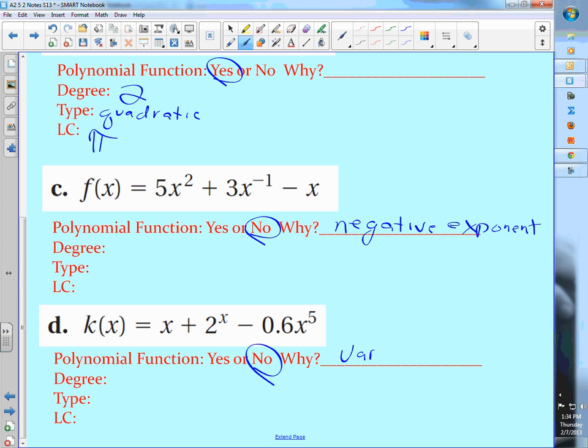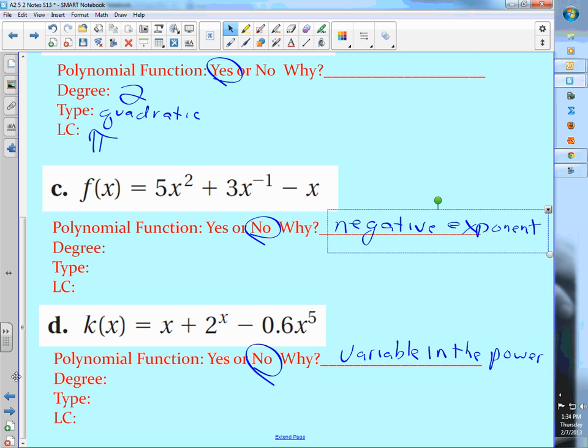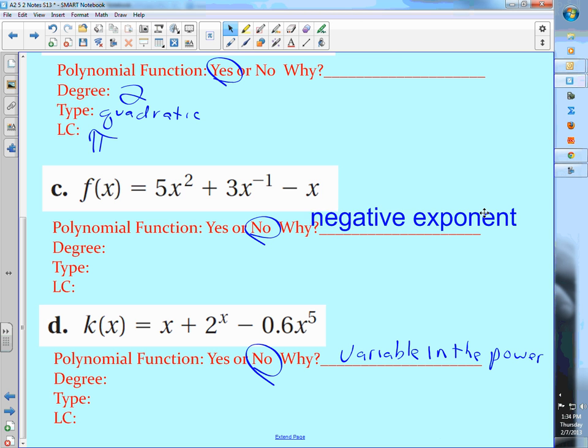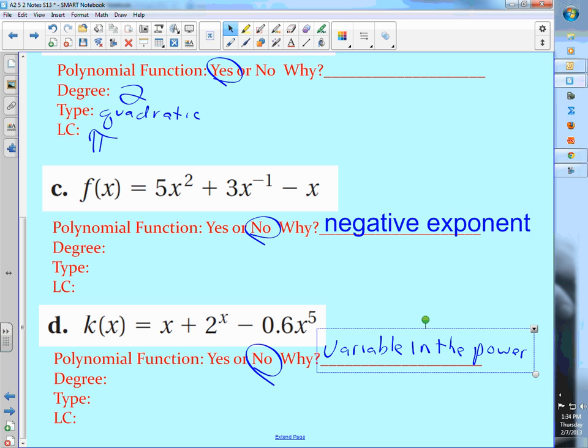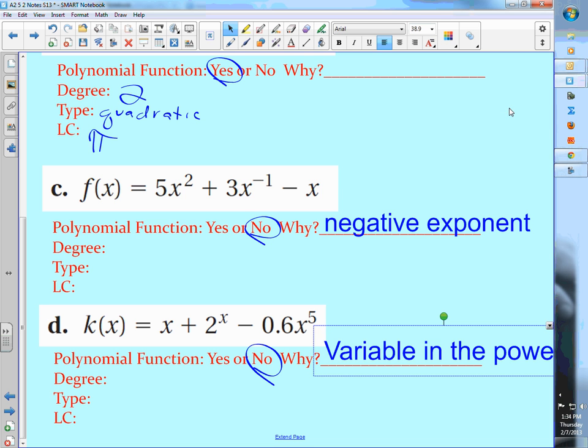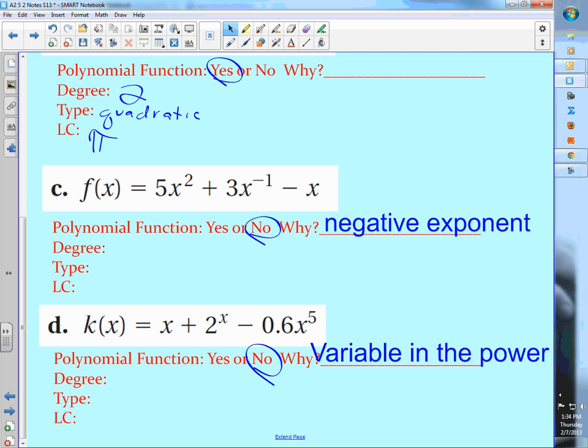You have a variable in the power. Can't have a variable in the power spot. Okay? If it gave you a problem like that and then said x equals 2, would it be considered a polynomial function? Nope. Then it would be a constant function because if x is 2, then this is 2 plus 4 minus 0.6 times 32. You're going to get a number.